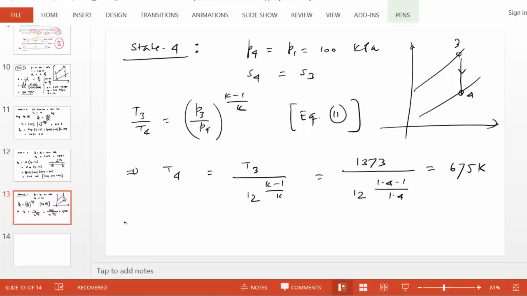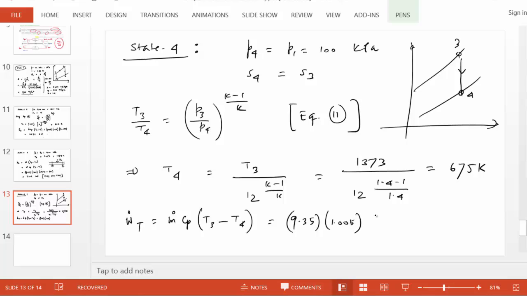If we want to find the turbine work, which will be m dot Cp T3 minus T4, 9.35, 1.005, T3 is 1373, 675, and that is 6558.